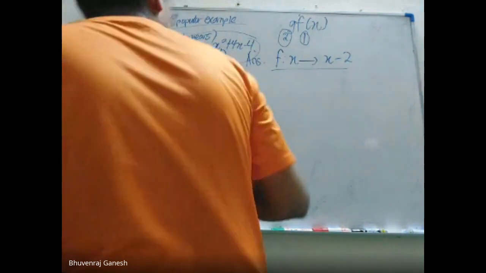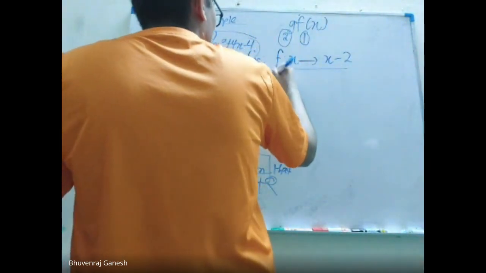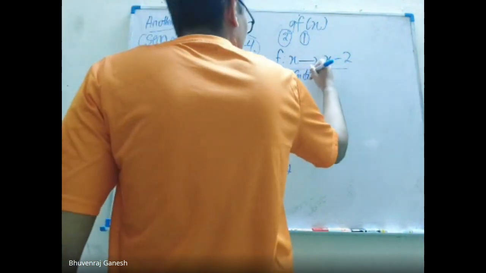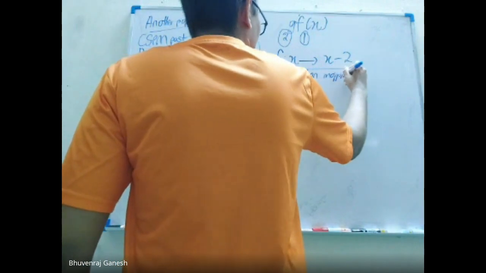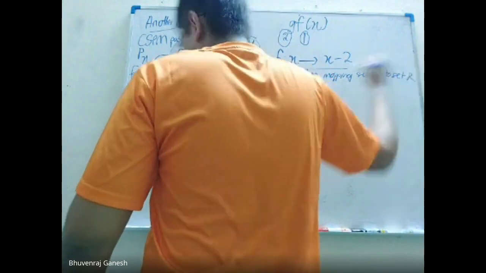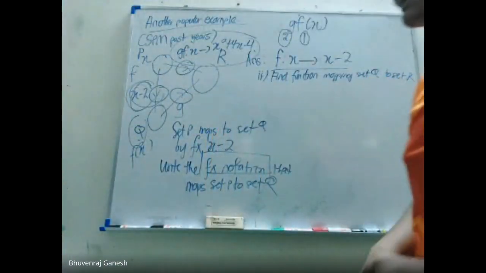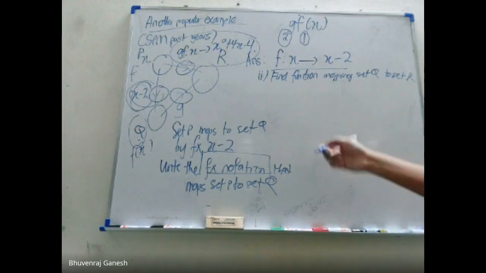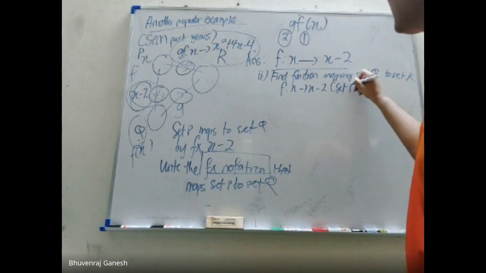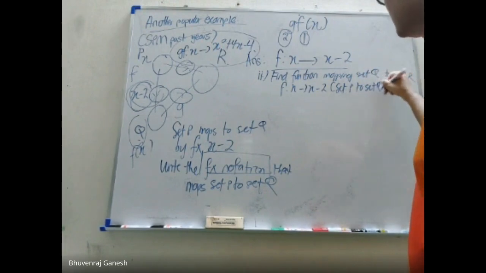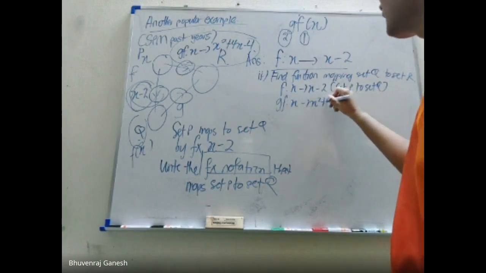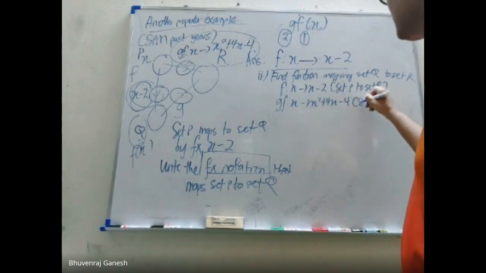And then they ask you to find the function, the second part. Find function mapping set Q to set R. So now we are going to find the same knowledge as before actually. So you have your f(x) is x minus 2, which is shown by set P to set Q. And you have the info of the question, gf(x) is x squared plus 4x minus 4, set P to set R.